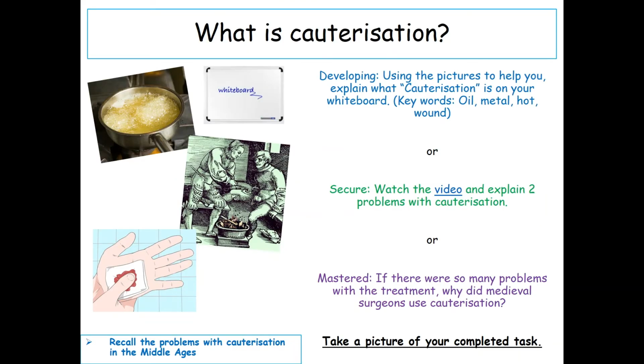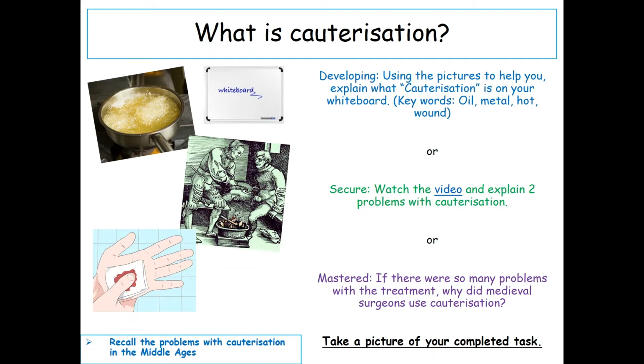So what is cauterisation? For our first learning objective, we need to be able to recall the problems with this treatment in the Middle Ages. If you're a developing student, using the pictures on screen now to help, explain what cauterisation is on your whiteboard. Use the keywords oil, metal, hot and wound.